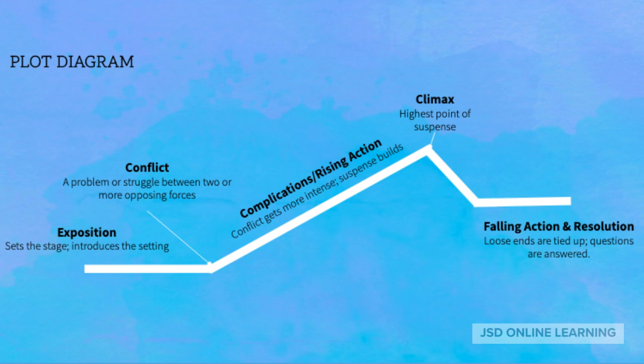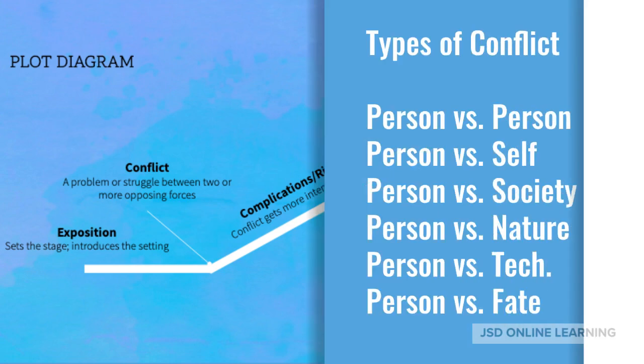After the initial conflict, we have the rising action. The majority of the story is usually this suspense-building phase, which leads up towards the climax, which is the highest point of suspense. And then we have our falling action and resolution, which is where things get tied up and at least some of our questions are answered.